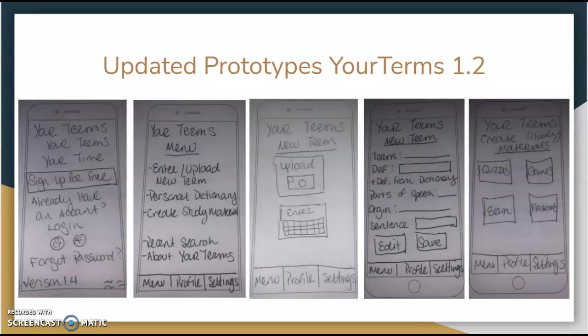I updated the homepage: instead of Join for Free, Sign Up for Free. I wanted to use more direct action verbs. Instead of just Upload a New Term, I have Enter and Upload a New Term, and I also added the personal dictionary option. I created larger logos. I added the dictionary definition add-on. I simplified the parts of speech for them to just add in, and added larger logos and the create study materials option.